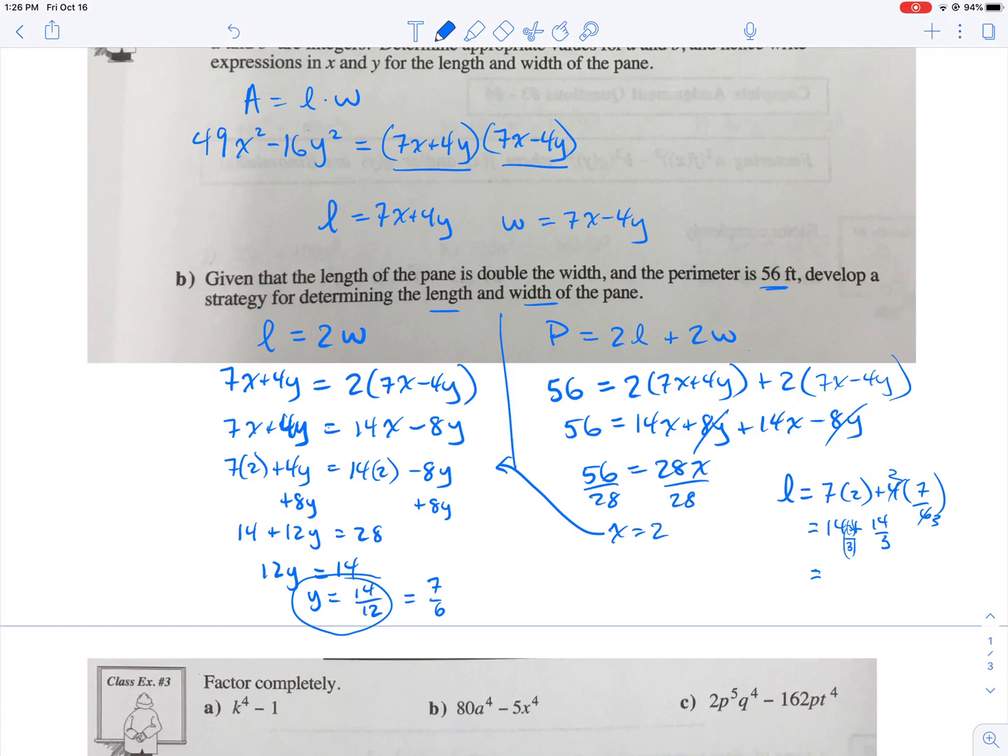All right, 3 times 14 is 42 plus 14. What's 42 plus 14? 56 over 3. And we know that the length is twice the width. So that's the length. The width is going to be half that. So width is equal to 28 over 3. 1, 2, 3. 1, 2, 3. Yeah, that will work.